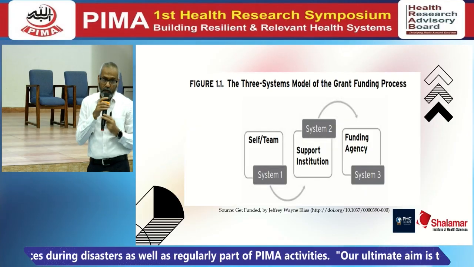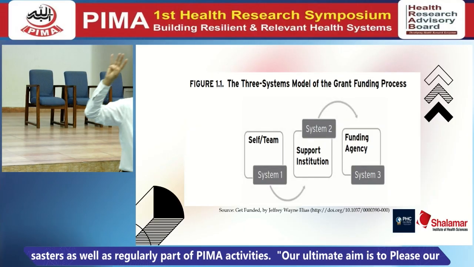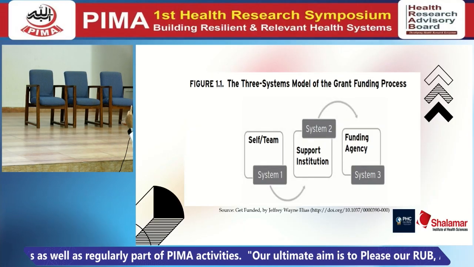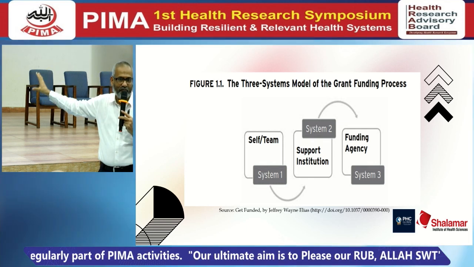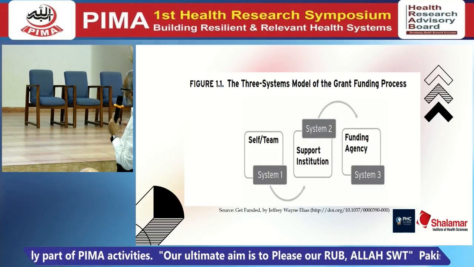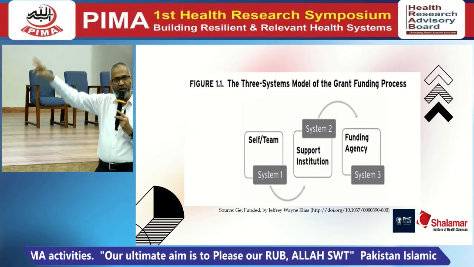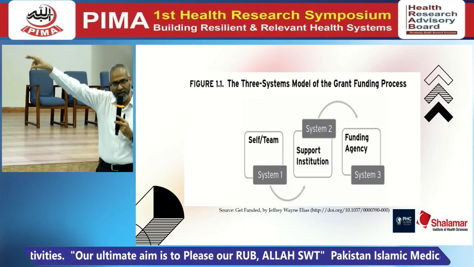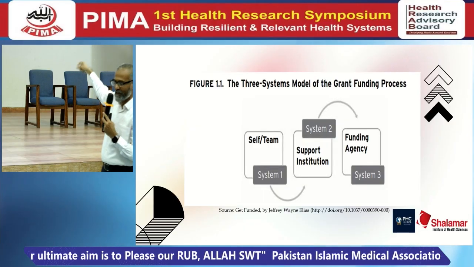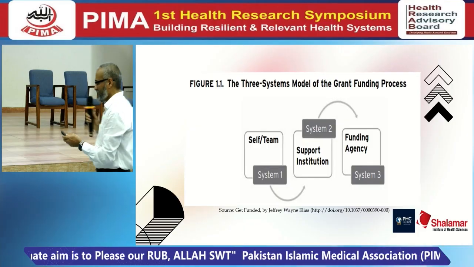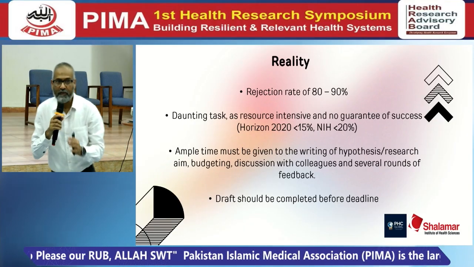In that whole process, there are three major players or three major systems. The first one is system number 3, which is the funding agency that funds that particular thing. Then that fund goes to your institution or organization, and that institution or organization funds the team or the research investigator. So this is the cycle. These are the three systems that work in that organization.